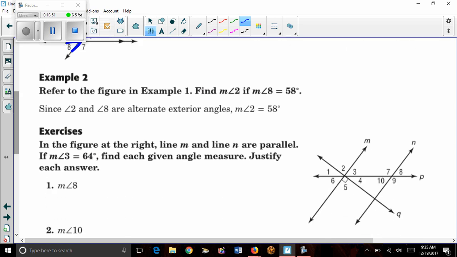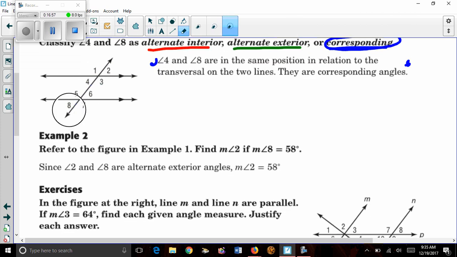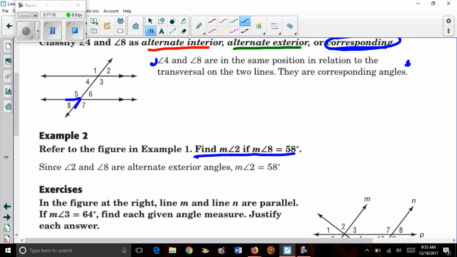Next, example 2 could say, look up at example 1. So the picture we already marked on. The question asks, find the measure of angle 2 if the measure of angle 8 is 58 degrees. Well, we're talking about 8 and 2. This angle is 58 degrees. And we want to know, can we use that to make some sort of assumption about angle 2? I just wrote X because we don't know what it is yet.